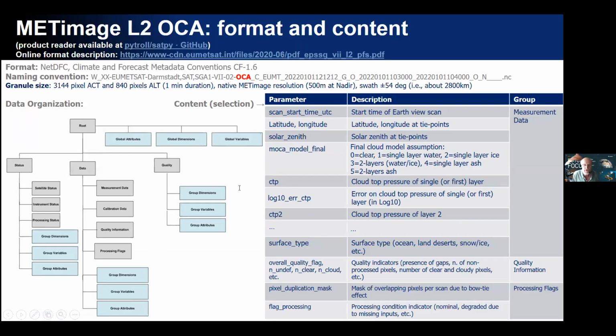Some words. I think Loredana introduced the structure of the METimage format for the cloud mask, and the EPS-SG formats are very consistent. So there will be a reader available from PyTroll SatPy. There's an online format description on this link, so I don't think I'll go through the details. This is the same structure as Loredana showed for the cloud mask, and all the products are in this kind of format here. So you see CTP, the error, CTP2 for the second layer, and the error of that, etc.